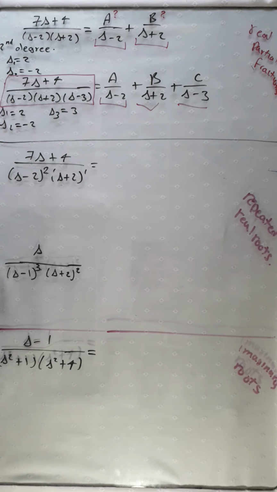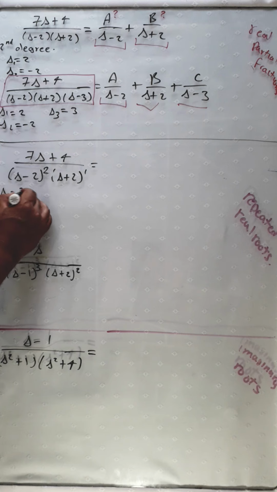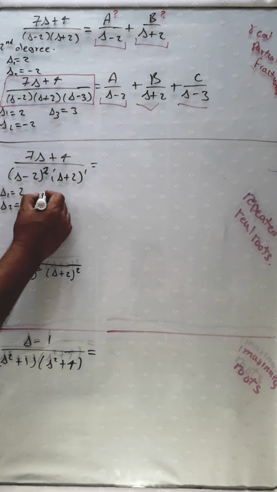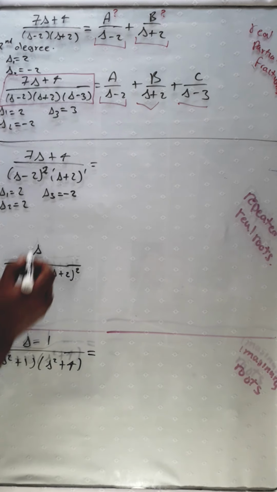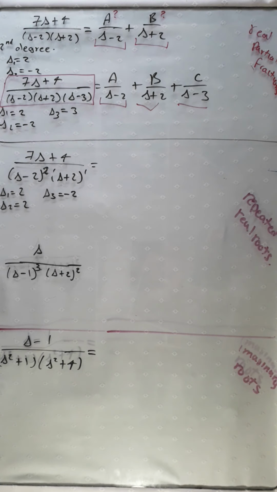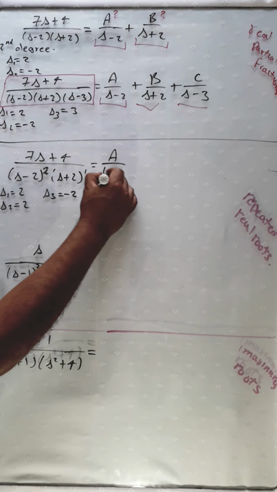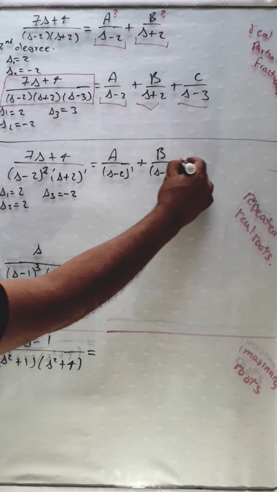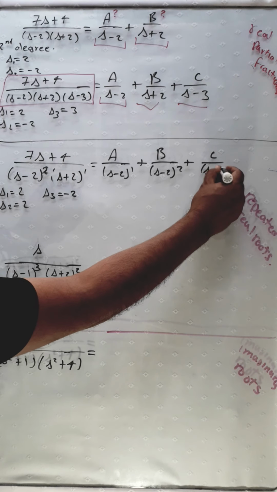Now let's see what happens when you have real but repeated roots. Okay, here's this example. Here, s minus 2, the root is s1 equal to 2, but s2 is also equal to 2 because it is twice here. You have a repeated case. The third root will be s3 equal to minus 2. Now the partial fractions will be something like this: a over s minus 2 to the power of 1 plus b over s minus 2 squared plus c over s plus 2.